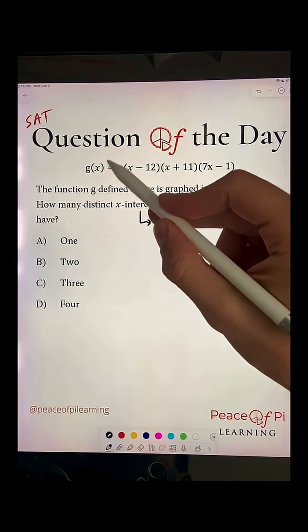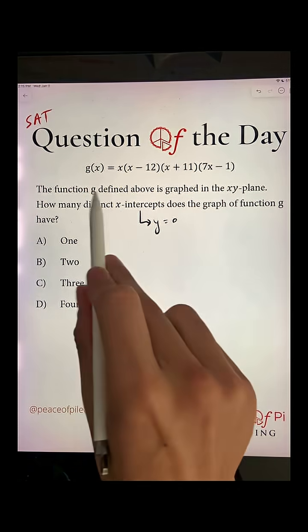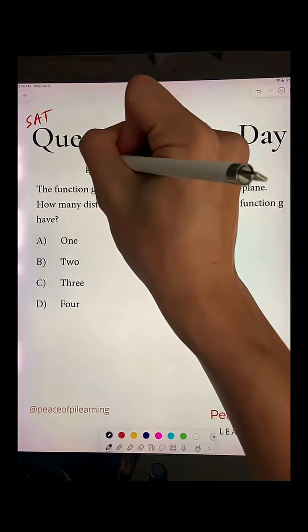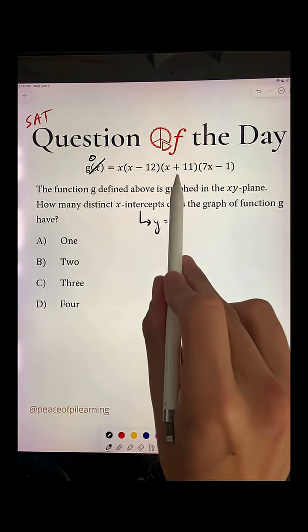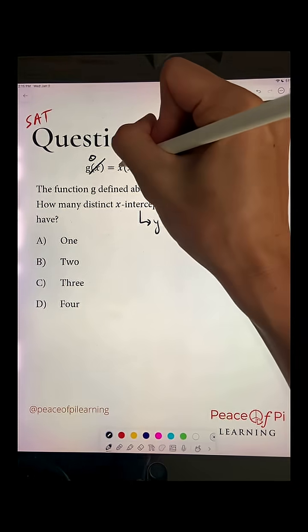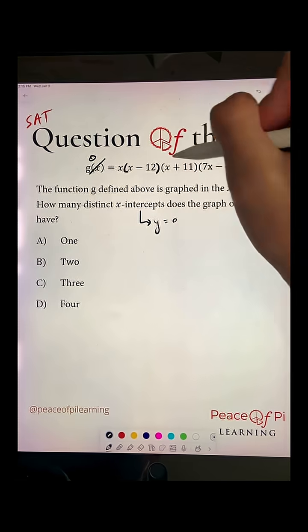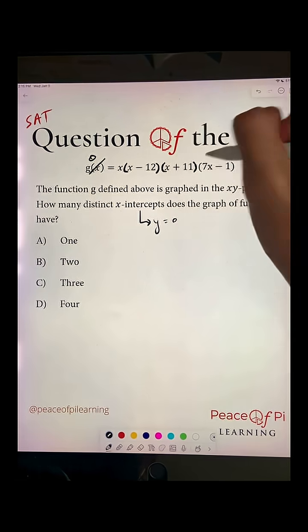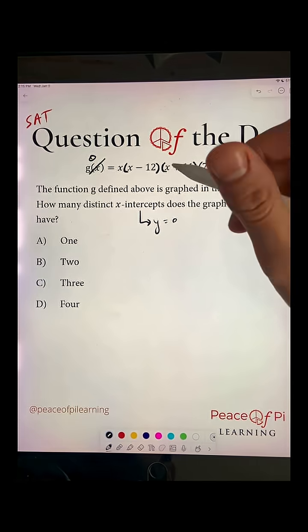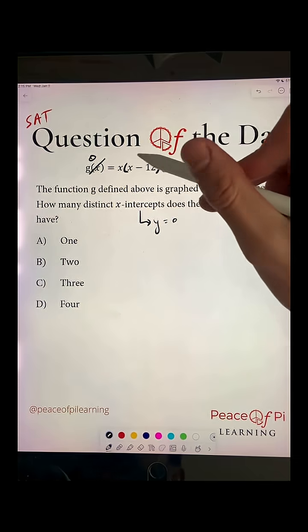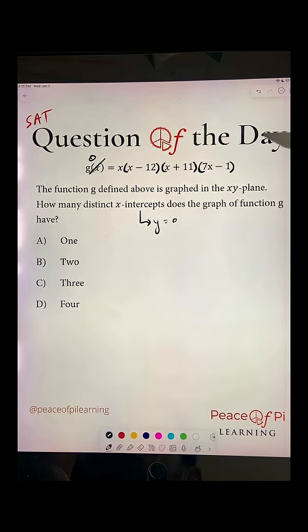So g of x is just another fancy way of saying y. So really what you're looking for is when this entire thing is equal to 0, right? And remember that here we have different factors multiplying each other, right? So that x is multiplying this group x minus 12, which is multiplying x plus 11, which is multiplying 7x minus 1. So the key is to find what x value would make each of these groups equal to 0, right?